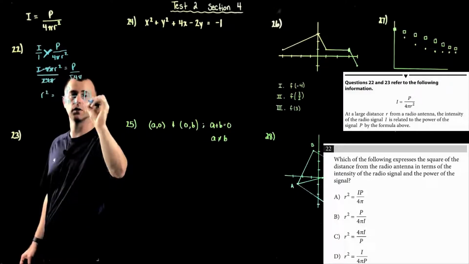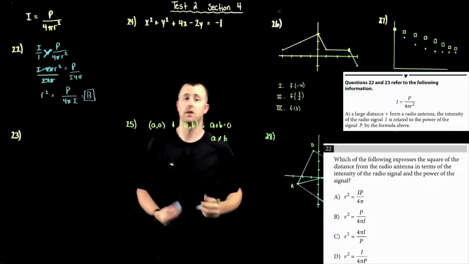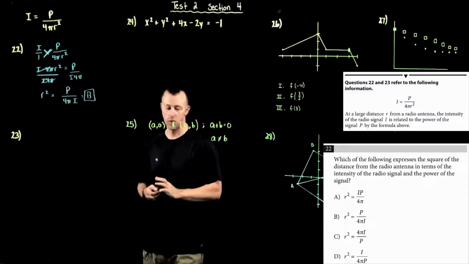So that's just solving literal equations. So again, proportions, that's one of the easy methods. If you have a variable in the denominator, you have to get it out. So that's 22. 23.